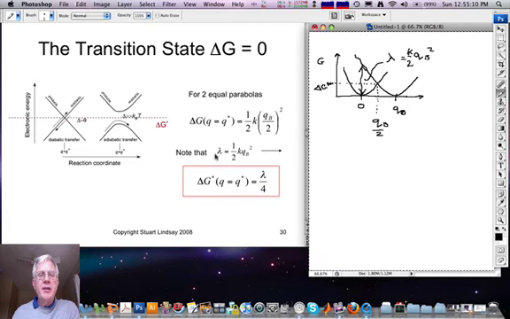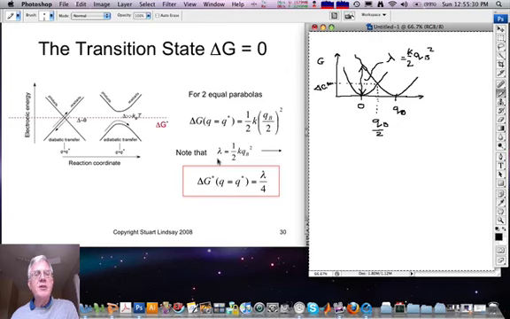Noting, as I just said, that lambda, the reorganization energy, is given by 1/2 kQB squared, we then arrive at this expression for the energy of the transition state in this simple case where there is no free energy difference between reactants and products: lambda by 4.